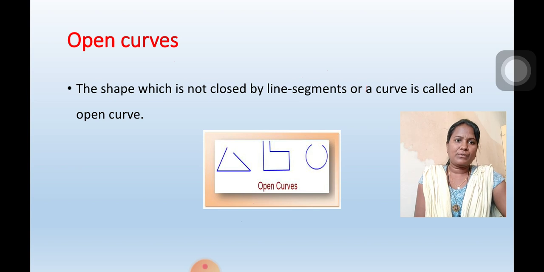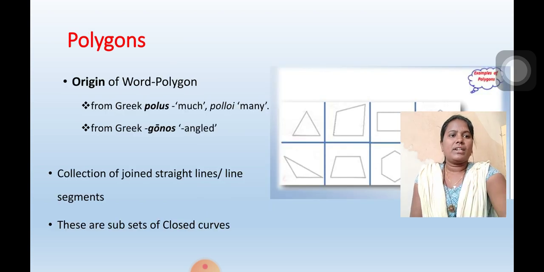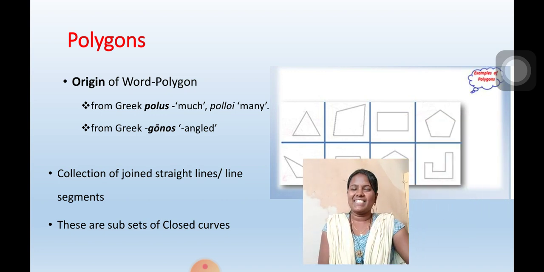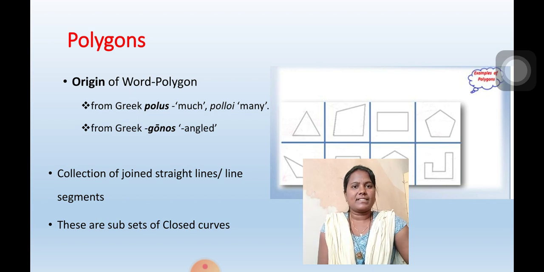So in these three figures, if you see them carefully, you see that these figures are not closed. That is, these are open curves, right? Now let us go with the next slide, that is the polygons. Yes? So what is the meaning of these polygons? From where has it come?